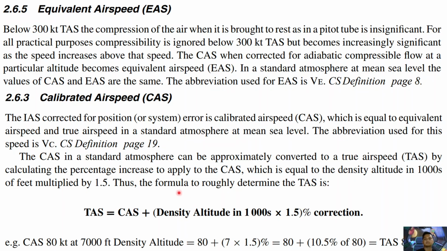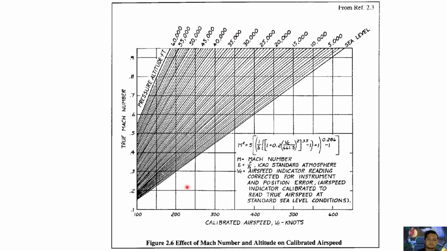Okay. Next naman, we have, di ba, meron na tayong indicated and then calibrated. Next is equivalent airspeed. So, equivalent airspeed is the calibrated airspeed corrected for adiabatic compressible flow at a particular altitude becomes equivalent airspeed. Okay, so it is calibrated airspeed na corrected na for adiabatic compressible flow.